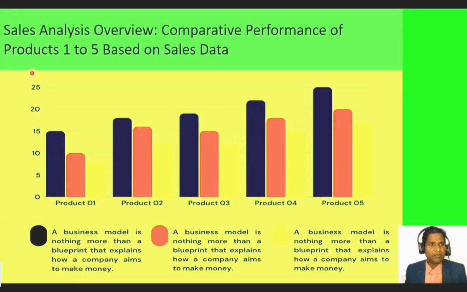On the screen I can see the picture which represents the title Sales Analysis Overview, Comparative Performance of Products 1 to 5 based on sales data. It is a bar graph. On the y-axis I can see the number which ranges from 0 to 25. On the x-axis I can see product 1, product 2, product 3, product 4, product 5. The highest element is product 5, which is 25. The lowest element is product 1, which is 10. Also on the screen I can see a business model is nothing more than a blueprint that explains how a company aims to make money. Overall, the picture gives information about sales analysis overview.